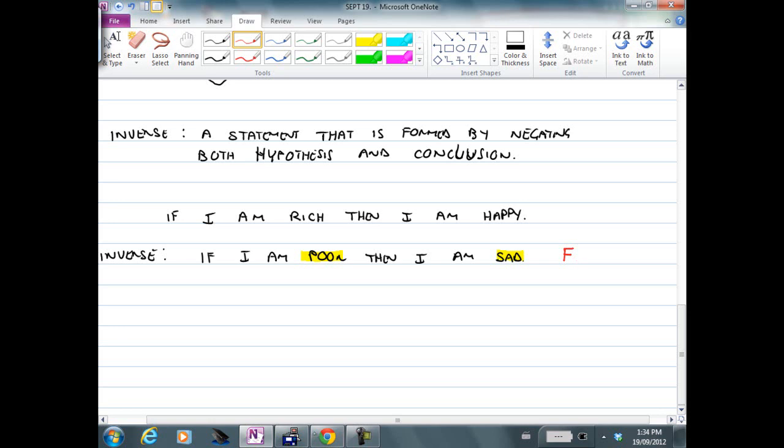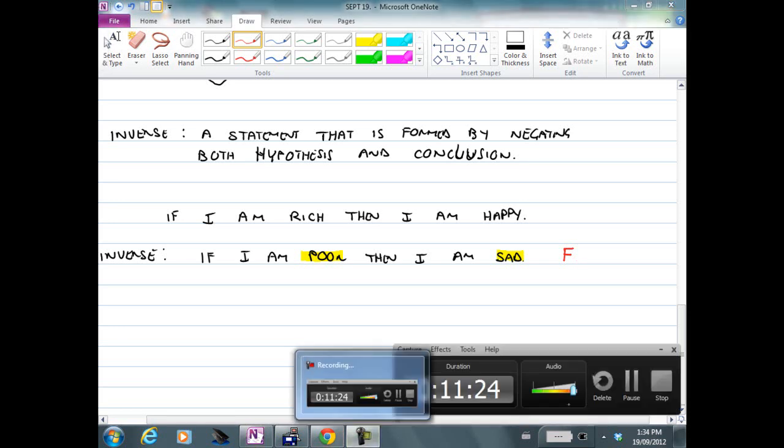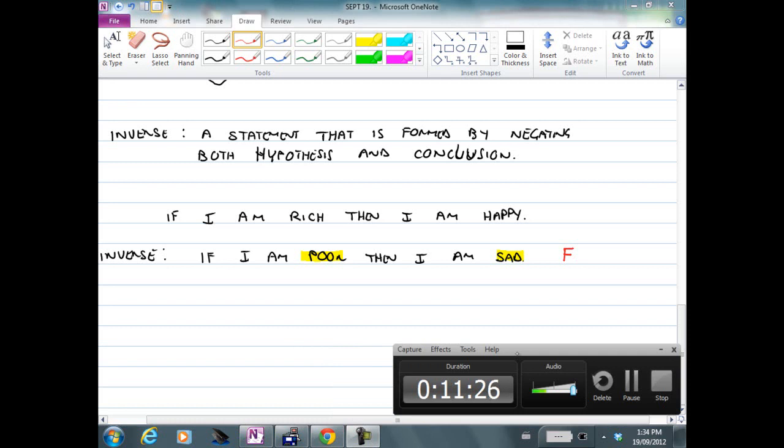Oh, hi, Mr. Brown. Mr. Brown, is it true? Can you be poor and sad? What's that? If you are poor, then you are sad. Is that a true statement, Mr. Brown? If you are poor, you are not necessarily.